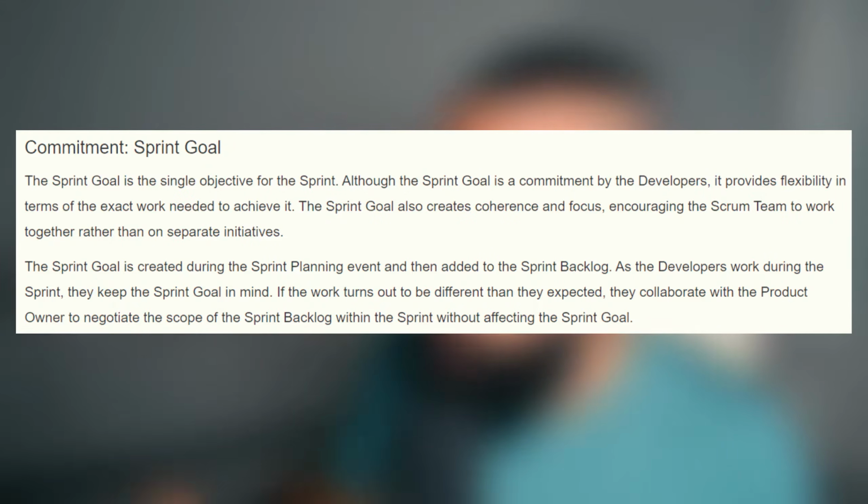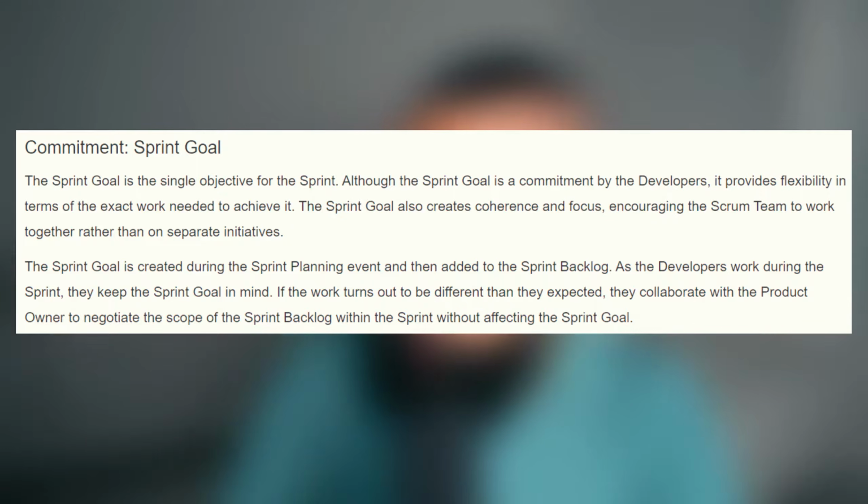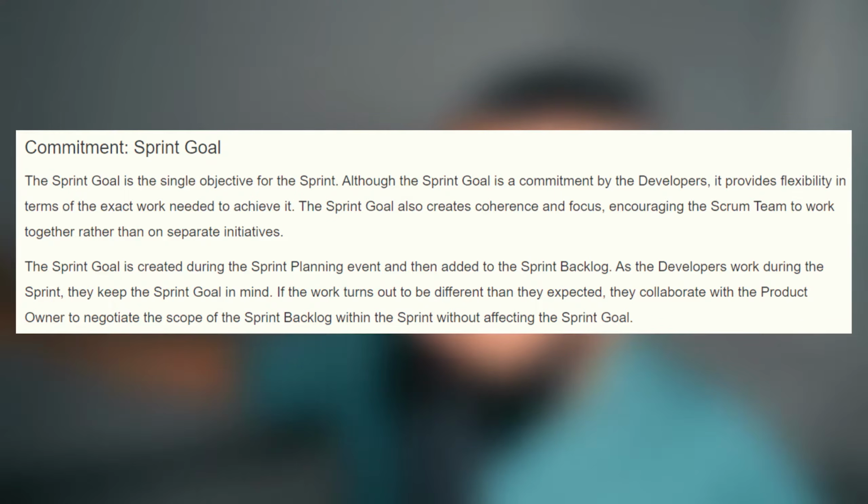The sprint goal is the single objective for the sprint. Although the sprint goal is a commitment by developers, it provides flexibility in terms of the exact work needed to achieve it. The sprint goal also creates coherence and focus, encouraging the Scrum team to work together rather than on separate initiatives. The sprint goal is created during the sprint planning event and then added to the sprint backlog.